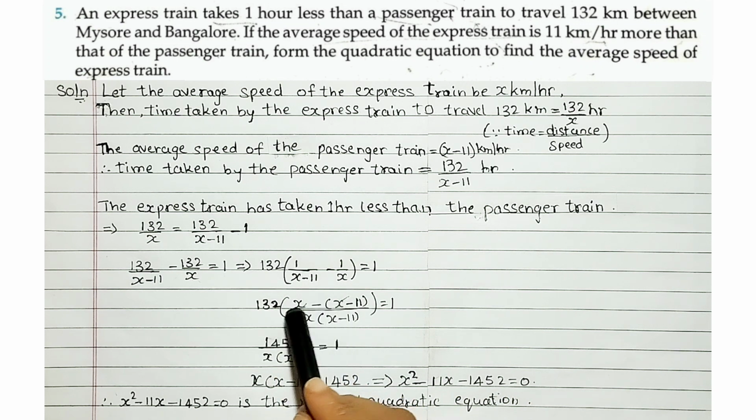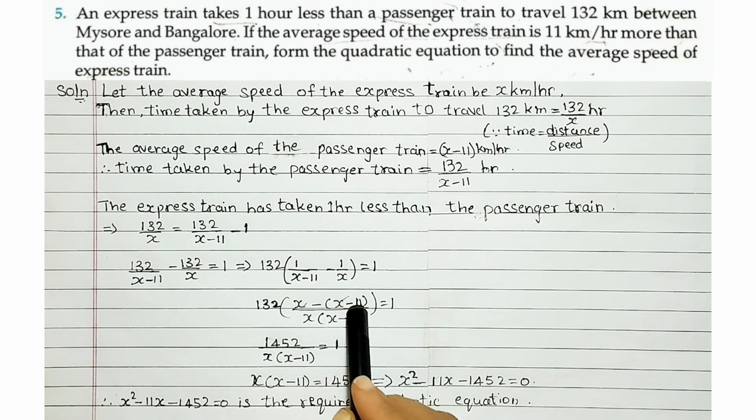minus of x minus 11 is equal to 1. x minus x gets cancelled, minus into minus plus 11, 132 into 11, 1452 by x into x minus 11 is equal to 1. Cross multiply: x into x minus 11 is equal to 1452. x square minus 11x minus 1452 is equal to 0. This is the required quadratic equation to find the average speed of the express train.